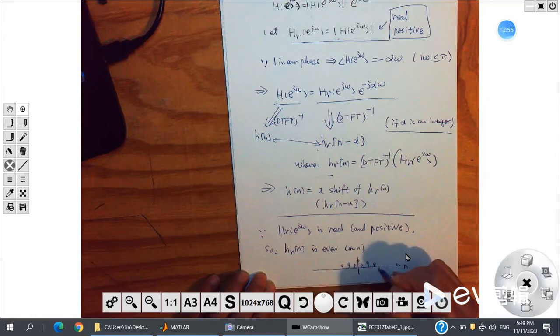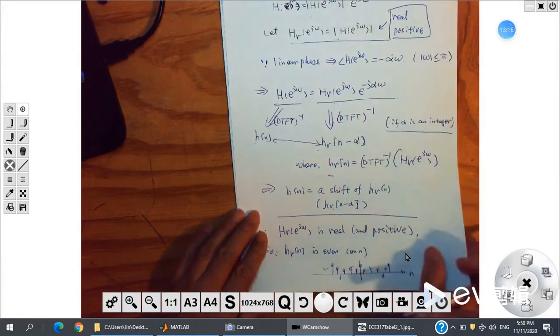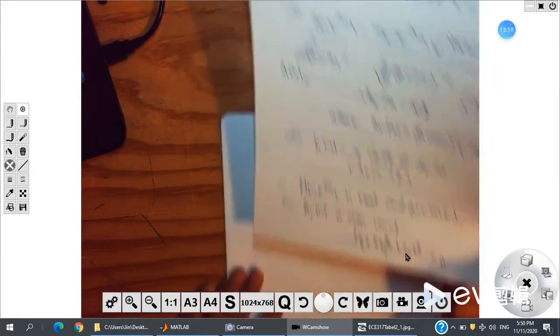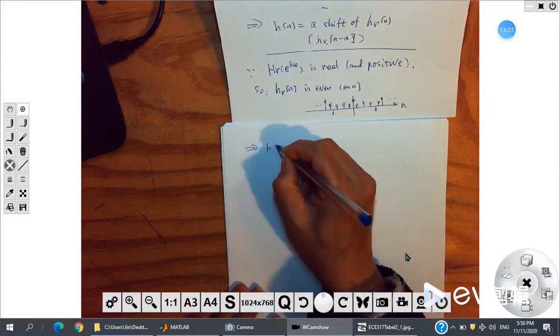If here is negative, here will be negative. If here is like this, here will be like this. Even. Yeah, even. These two sides are symmetrically the same value. They are the same like this. Should be even. Something like this. Okay. So then we say the h, what will be h of n?